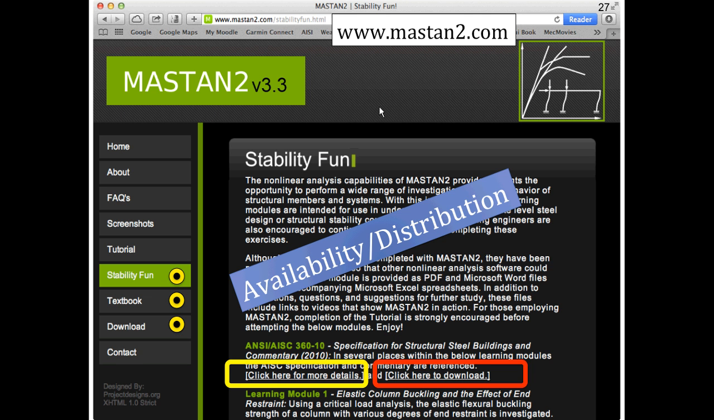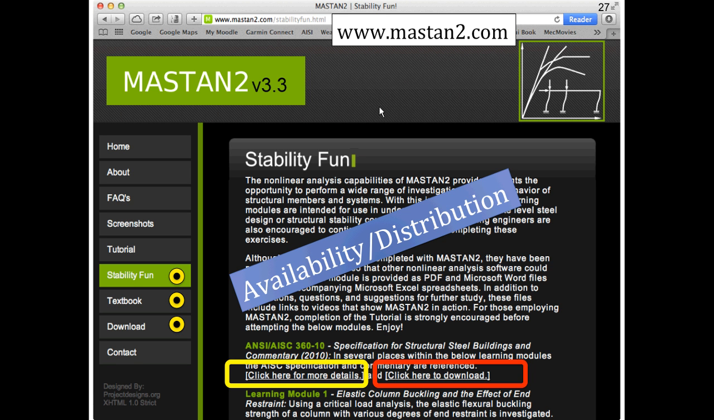So, all right, to find those learning modules. Some of you have already gone there, others haven't yet, but if you want to get access to the learning modules, they're again at the Mastan 2 website. When you go there, on the left will be some options. You can download the software, you can get access to the textbook, but you also have the option to get in there for something called Stability Fun. And in Stability Fun, you can find your way into the learning modules, and you can download them or whatever you want to do.